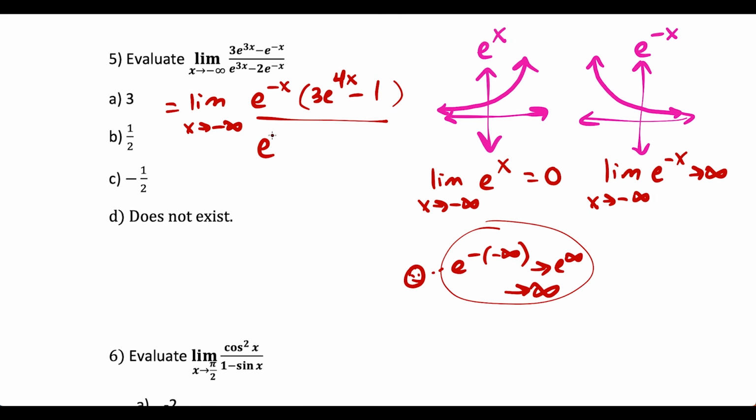And now I'll do the same thing on bottom. Take out an e to the minus x, and we're going to have e to the 4x, and then we'll have minus 2 like this. So notice over here, these terms are going to cancel out.